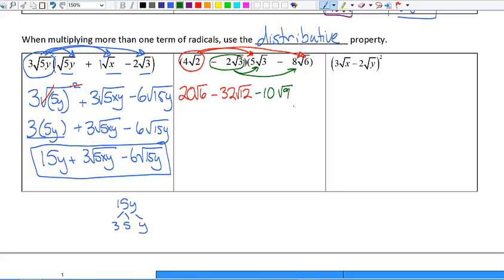Square root of 9, multiply the insides. Negative 2 root 3 times negative 8 root 6, multiply the outsides. Positive, because a negative times a negative is a positive, 16 times the square root of 18.